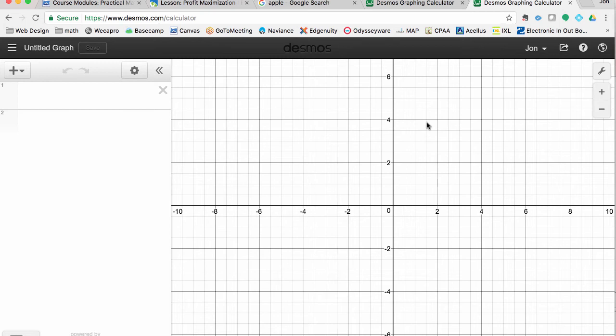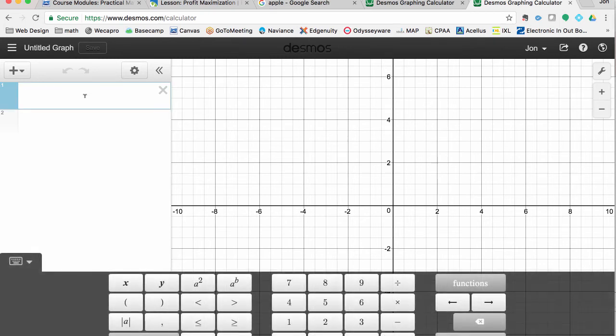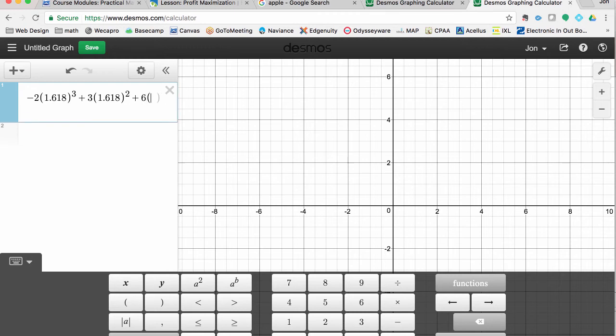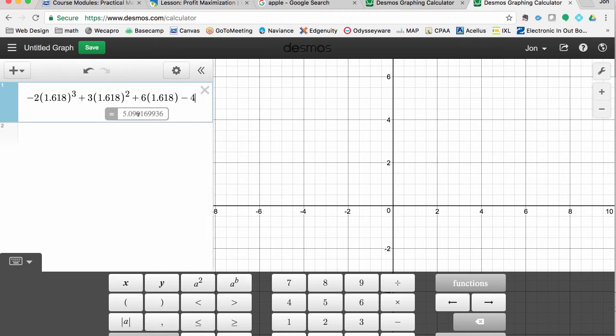All right, here we are. We're going to calculate our profit function, so let's put in all the numbers we had. We had negative 2 times 1.618, close parentheses, to the power, I can either do this little box here, or I can do shift 6, but we're going to do that to the third power, plus 3 times 1.618 to the second power, plus 6 times 1.618 minus 4. And what do we get? We get 5.0901. I can keep going, but let's call it 5.09.